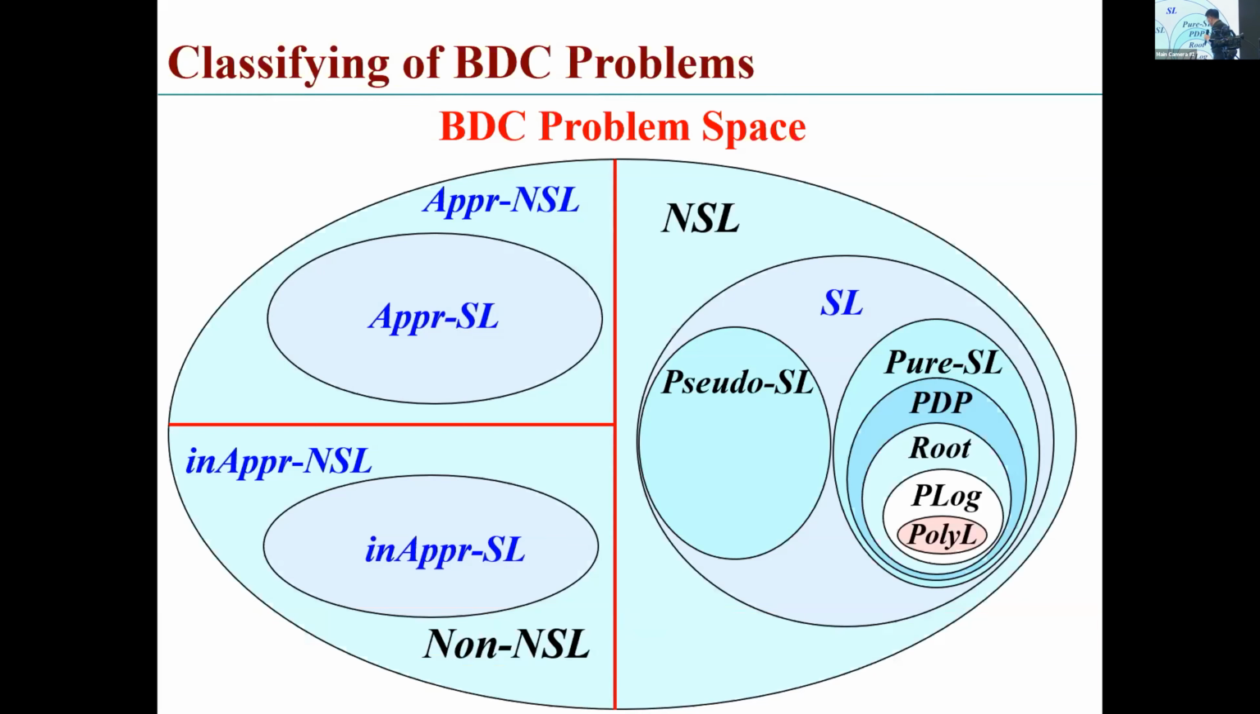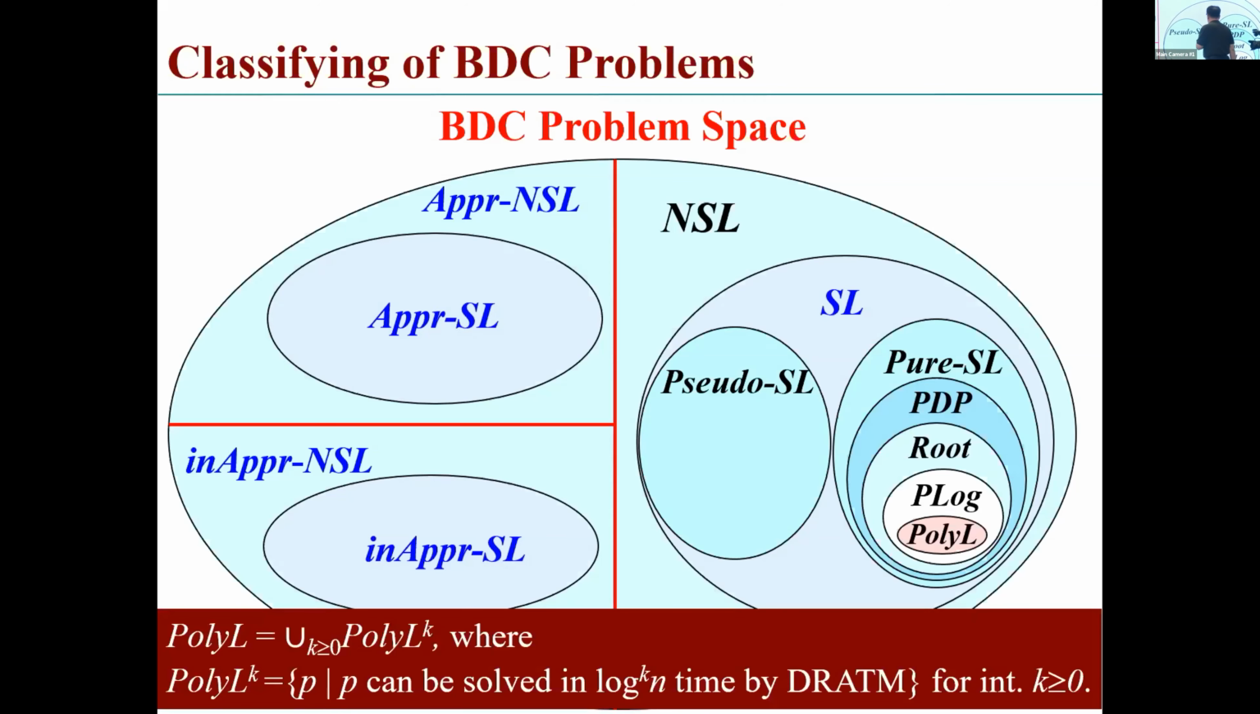Finally, we have the polylog time classes. So the polylog, poly-L, is equal to the union of all the poly-L-K. What is the poly-L-K? It includes all the problems that can be solved in log n power k time by a DRAM for integer k greater than or equal to 0.